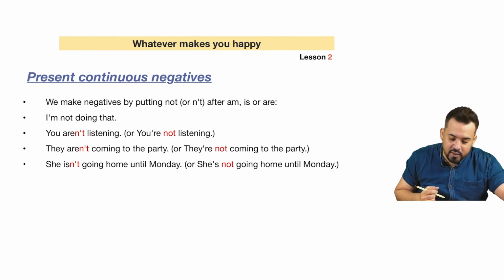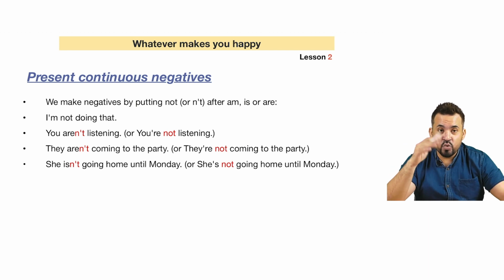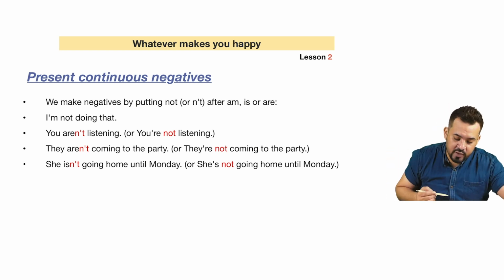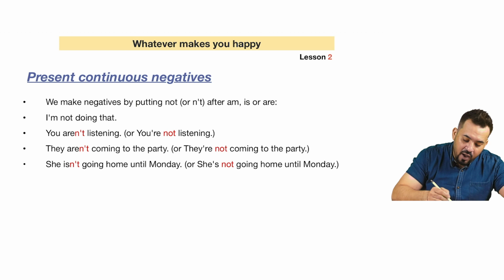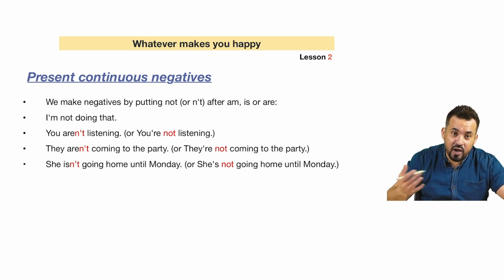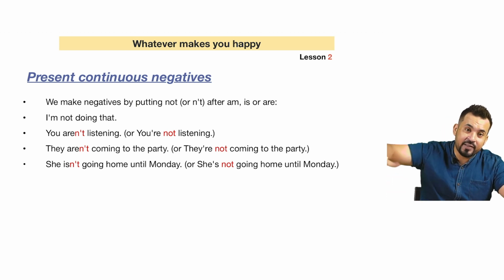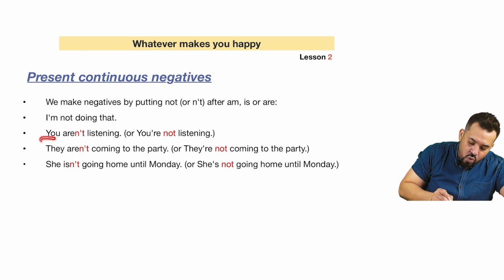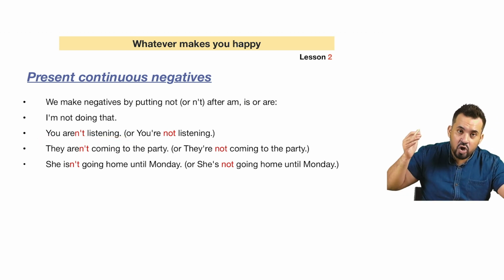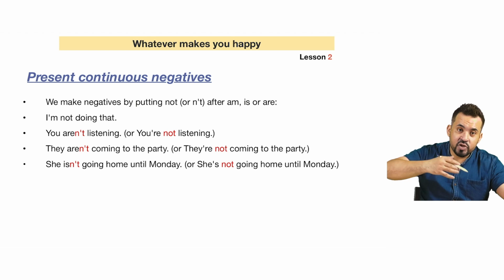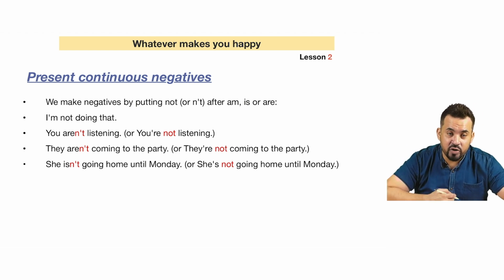Now let's take a look at present continuous with the negatives. So present continuous with the negative, we just put not after the auxiliary, which is am, is, are. Let's take a look. I am not eating that. So I'm eating that. I'm not eating that. You aren't listening. You are listening. So we just add the not after the auxiliary.